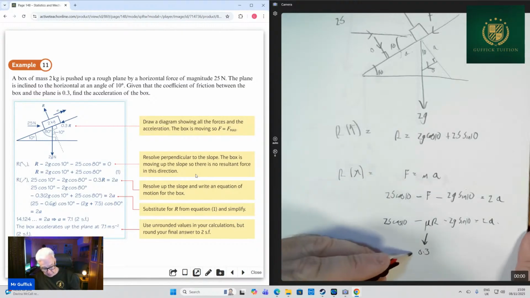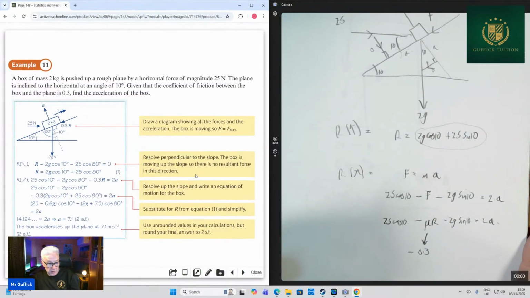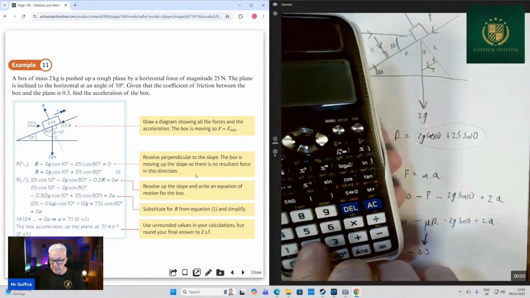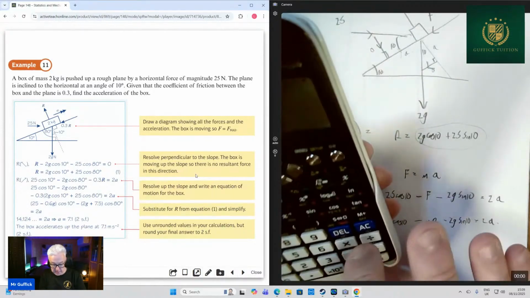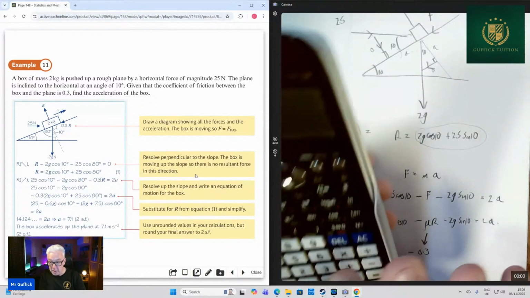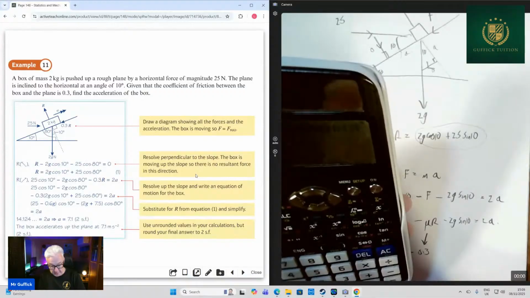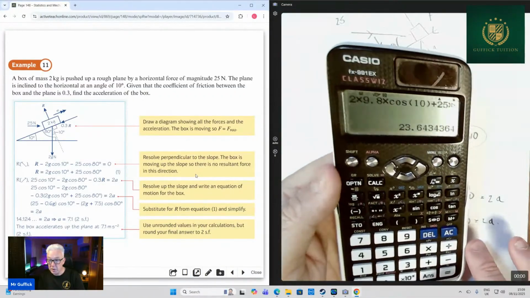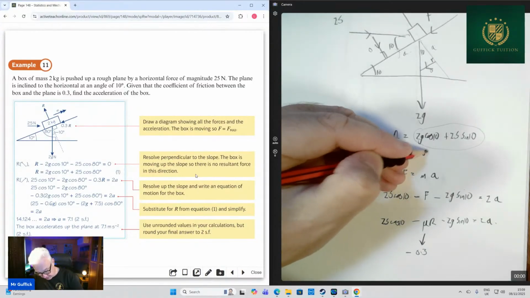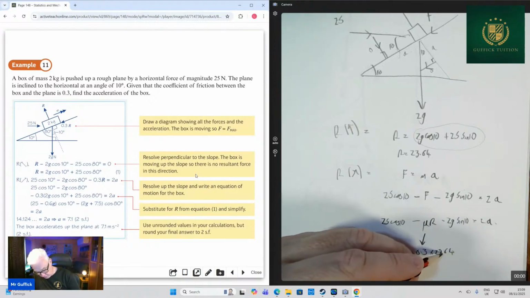So we know that that's 0.3. We know what this r is from before, so we can calculate what that r is. In fact, let's just work that out now so we can put that in. So r is 2 times 9.8 times cos of 10, make sure I'm in degrees, plus 25 times sine of 10, which is going to give us 23.64. So if I write that down, r is equal to 23.64. So we've got 0.3 times 23.64 there.